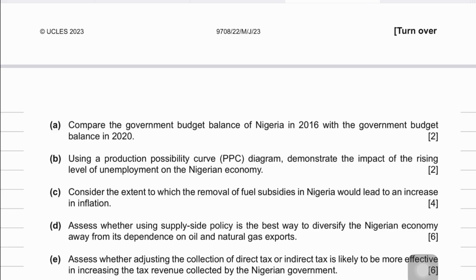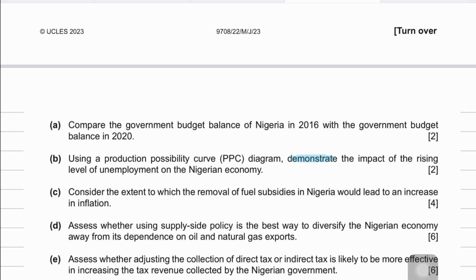Right, now part B of the question says, using a production possibility curve diagram, demonstrate the impact. Demonstrate means you just need to show, as in you need to model the impact, through a diagram. Demonstrate the impact of a rising level of unemployment on the Nigerian economy. It's a 2-mark question.